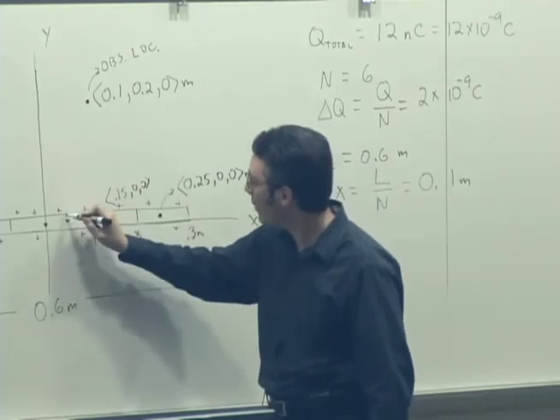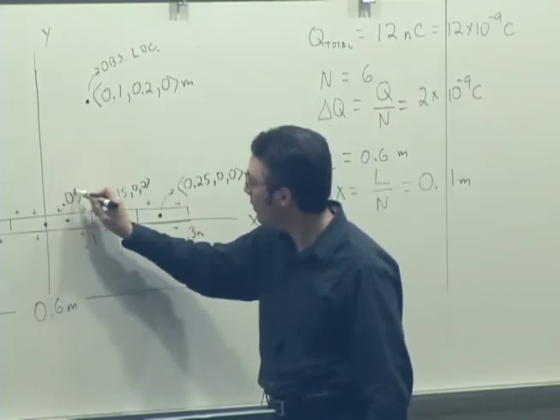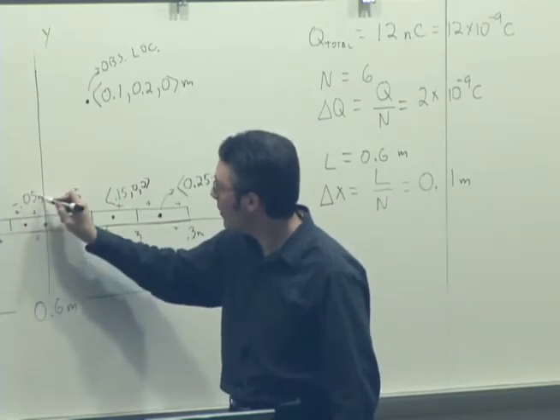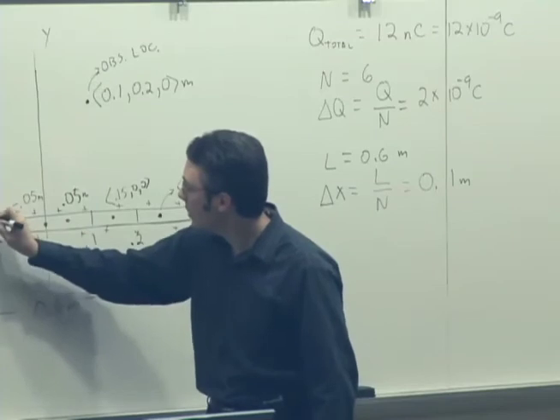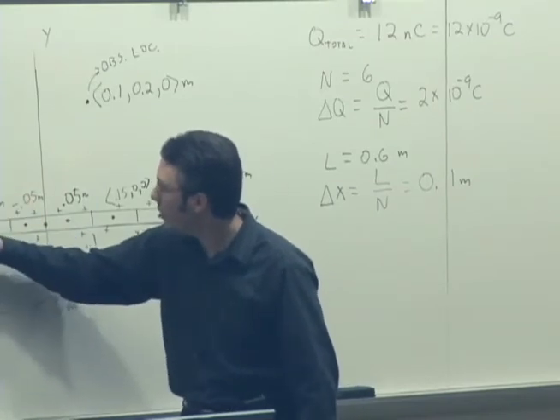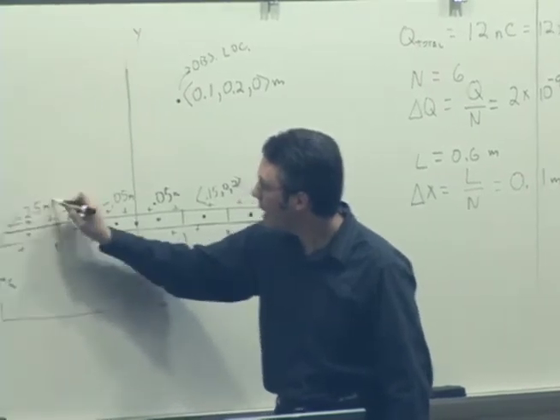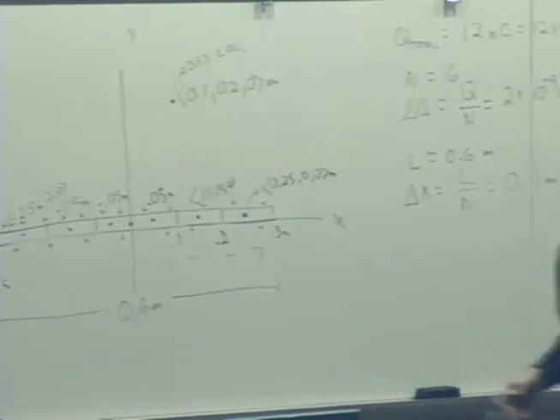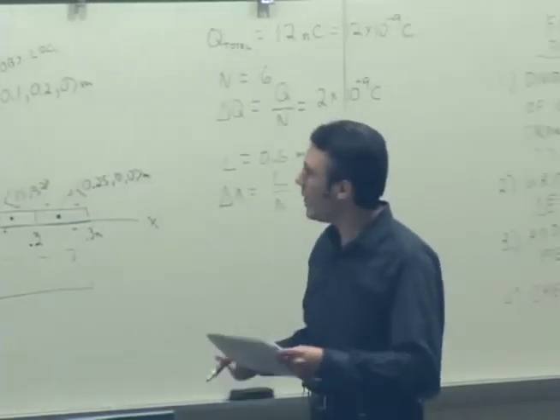Okay, and here we have x equal to 0.05, and then we start going the opposite direction. So we have negative 0.05 meters for x, negative 1.5 meters, and negative 2.5 meters. Okay, comma 0, comma 0. I'm just writing the x components. Okay, so we know where these locations are.